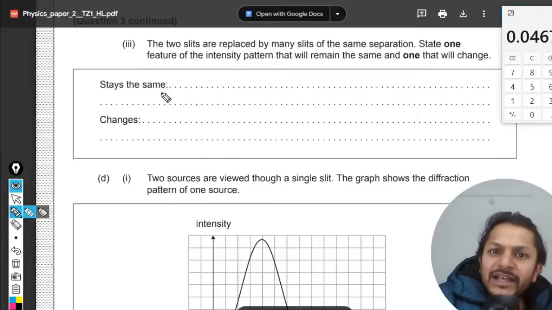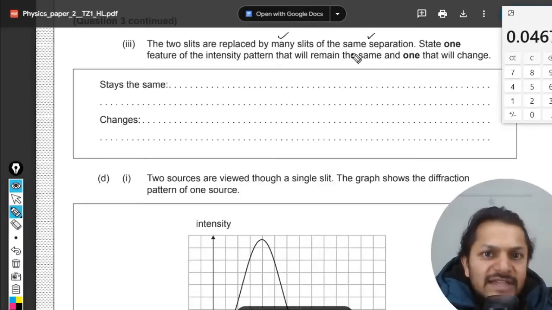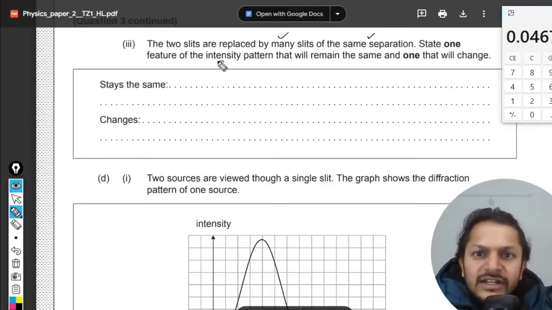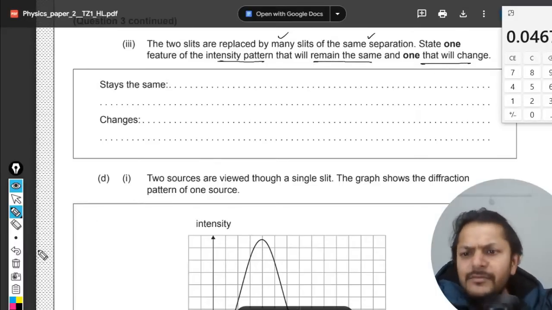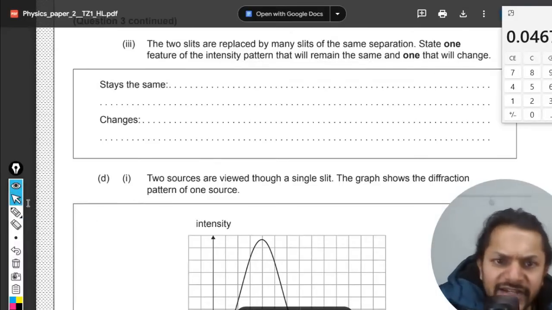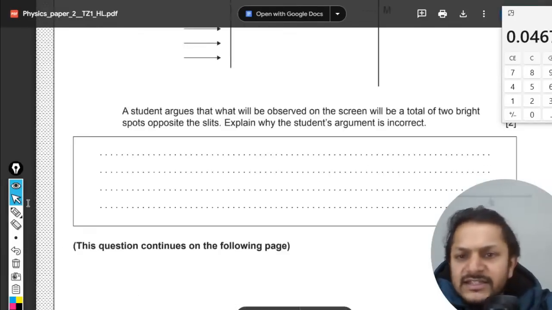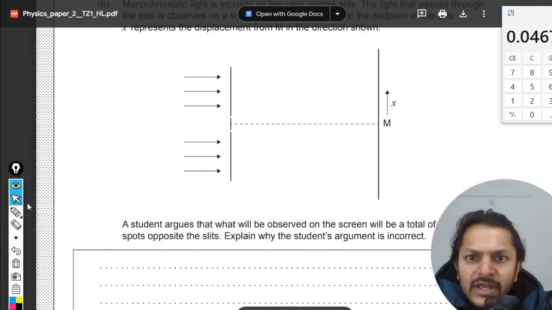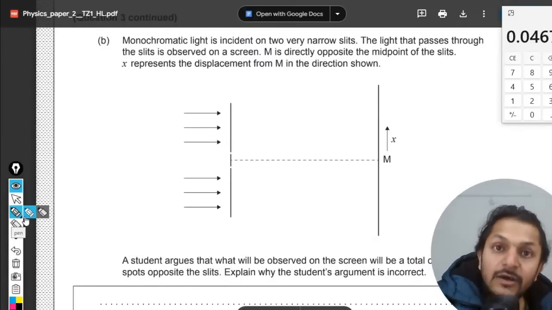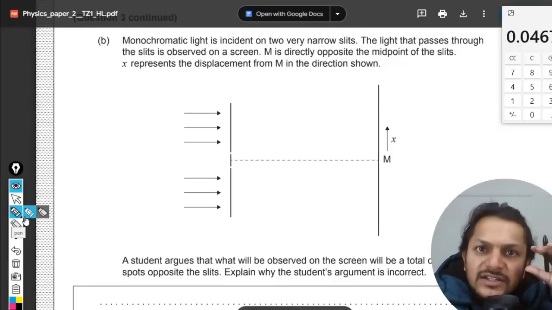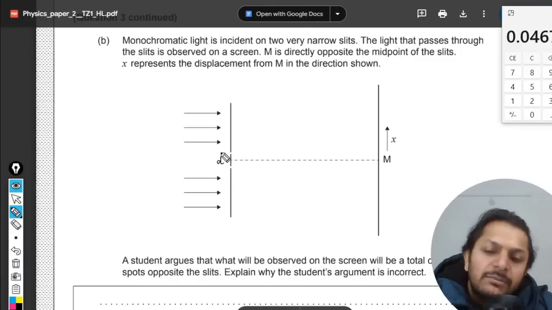The two slits are replaced by many slits of the same separation. State one feature of the intensity pattern that will remain the same and one that will change. So first of all, we must understand what this question means. This is the diagram here. What they say is that now they have increased the number of slits, but without changing the spacing between the slits. So D is not changed, but the number of slits has been increased.